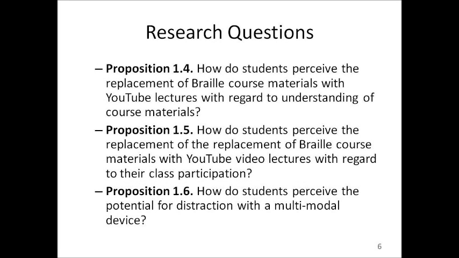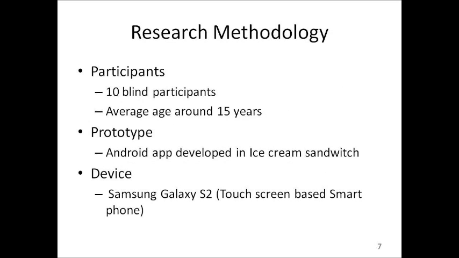The fourth proposition is to find out the understanding of the course material when they are using the online lectures in comparison with the Braille study materials. The fifth proposition is regarding whether they want to replace the Braille course materials with the online video lectures. The sixth proposition is to find out whether the blind students have any distractions when they are using the online video lectures.